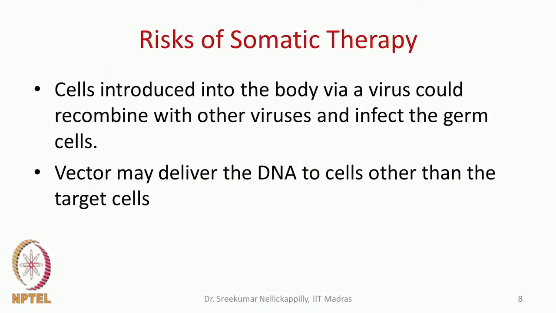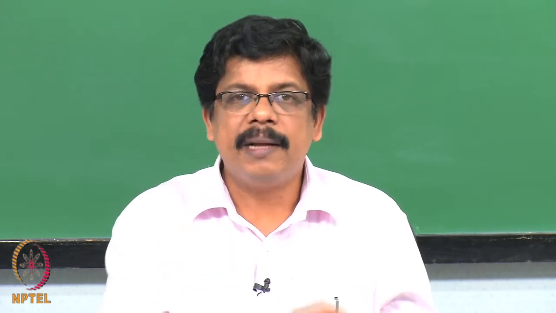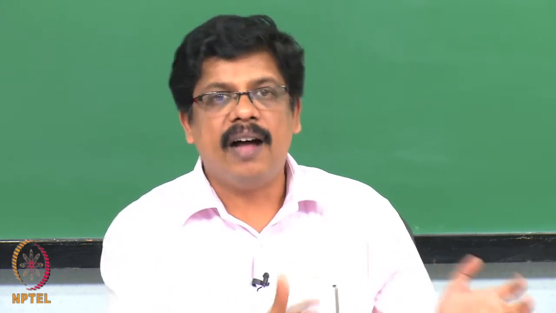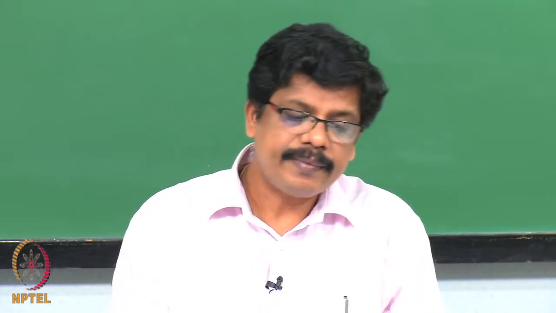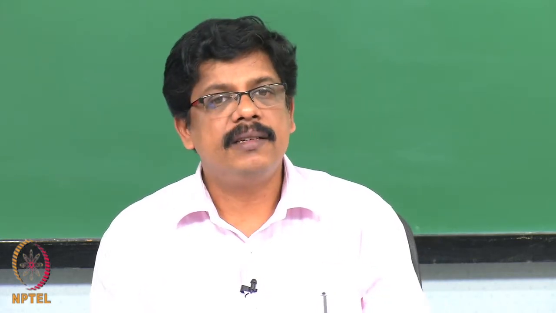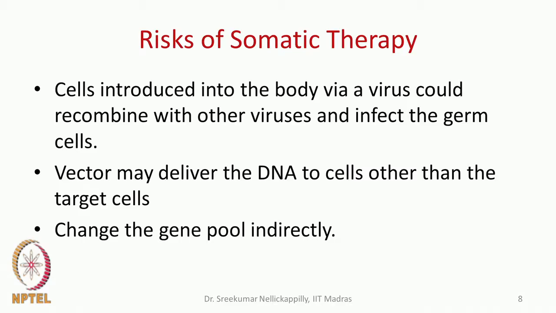Again, a vector may deliver the DNA to cells other than the target cells. This is again a serious problem, because, as I mentioned some time back, taking the example of the heart or liver, the target cells are in the heart, and what we desire is that the required changes be made by gene therapy in the heart, and we inject it through a virus. But it may deliver the DNA to cells other than the heart and many other places, which might bring us very undesirable and unexpected consequences. And this might also have certain indirect changes. This might also affect the gene pool indirectly, though directly it may not do that. A lot of uncertainties, no doubt in that.